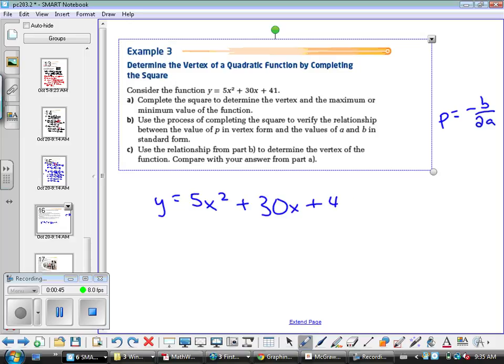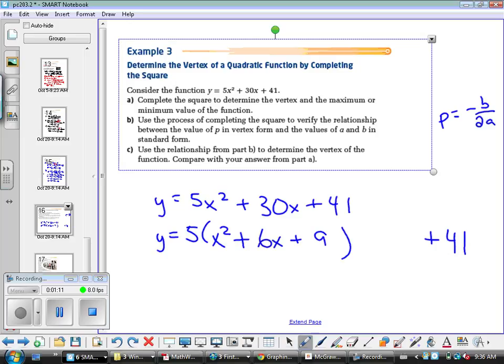And so we begin that by taking that 5 out of those first two terms. We end up with x squared plus 6x, right? 5 times 6x equals 30x. Check it. Make sure that I'm going to write my 41 here. Let's decide what we need to have in brackets there. Take the 6 and divide it by 2, you get 3. And then you square the 3 and you get 9.